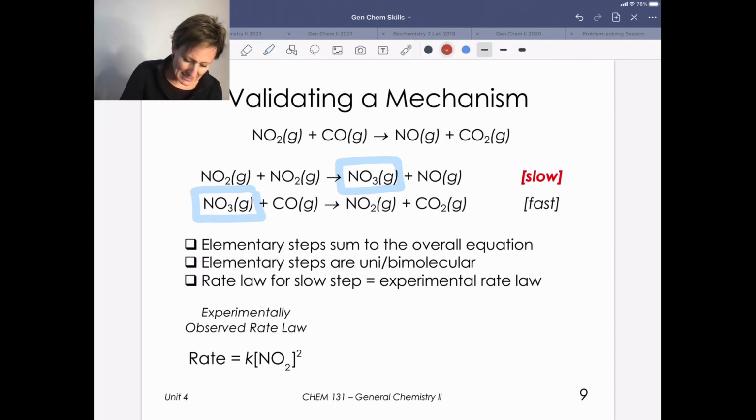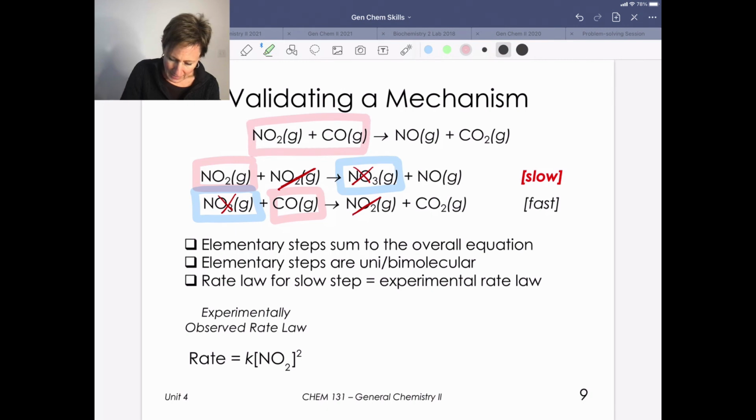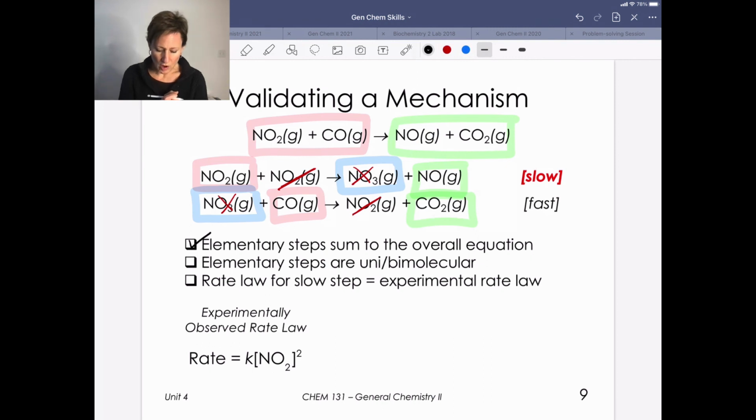So the first step is to see if our overall reaction can be created by summing up these elementary steps. On the left-hand side, I've got 2 NO2s, but I've got an NO2 on the right, so those are going to cancel out. My intermediate is going to cancel out, so I am left with an NO2 plus a CO, which is what I have here. And then I'm going to have an NO and a CO2, which is what I have here. So I've passed my first step. My elementary reactions sum up to my overall.